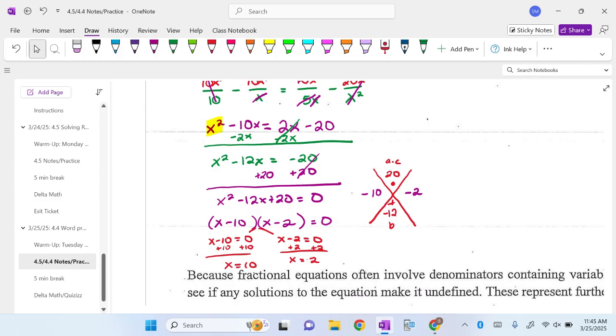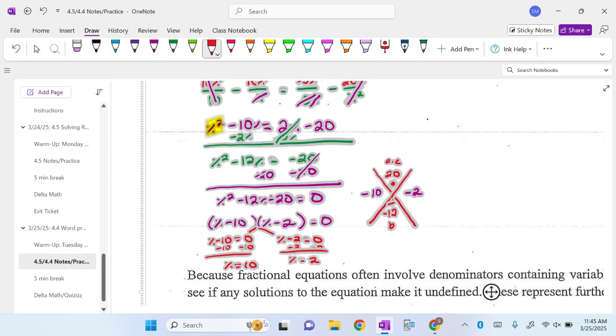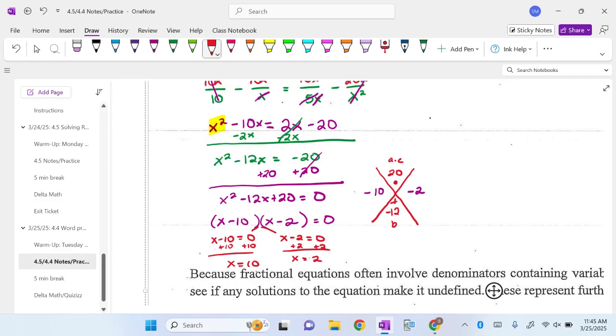Extraneous solutions. What does it mean if it's an extraneous solution for a rational? What's the one thing that you cannot have in a fraction? 0, where? In the denominator. So if you plug back any one of these x's in for any of the x's in the original equation, then if the denominator becomes 0, it's not a solution because anything divided by 0 is undefined.